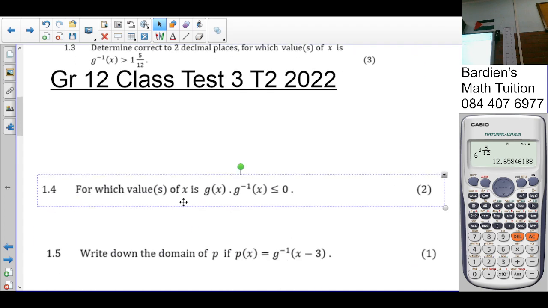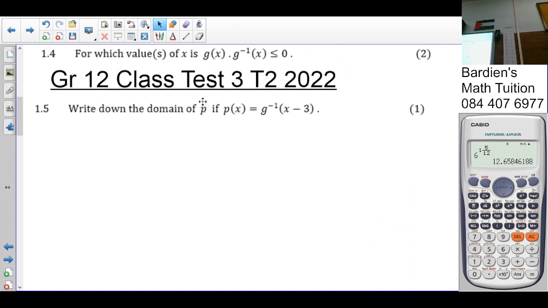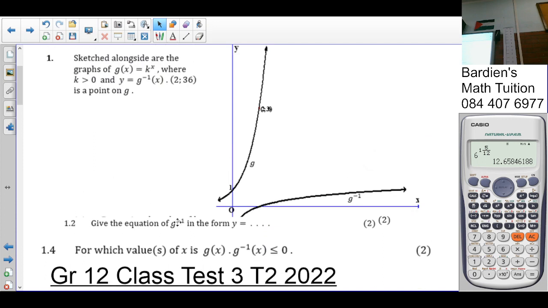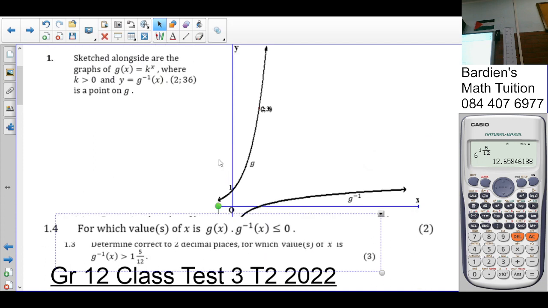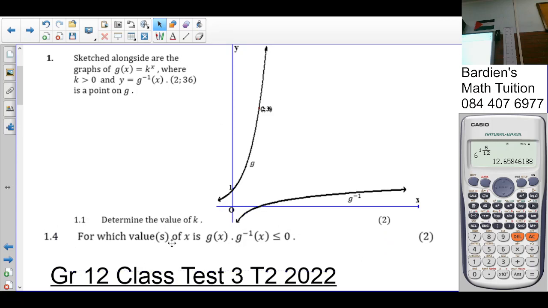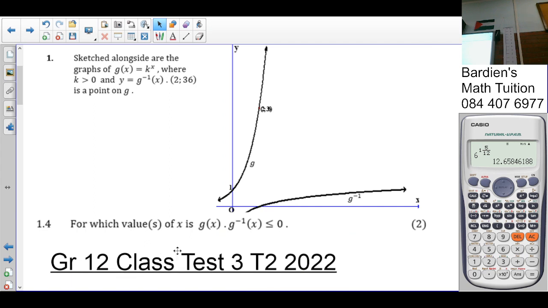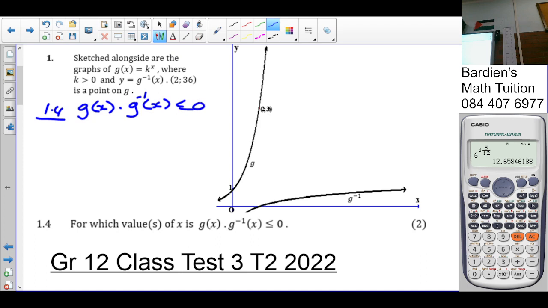Then in the next question, number 2, I want to know for which value or values of x is g of x times the inverse function less than or equal to 0. So what does that mean? When will something be less than or equal to 0? When it's negative, not so. So for g of x times the inverse function to be less than or equal to 0 is when it's negative. When multiplying two numbers, when would it be negative? One is negative and one is positive, or one is positive, the other one is negative.